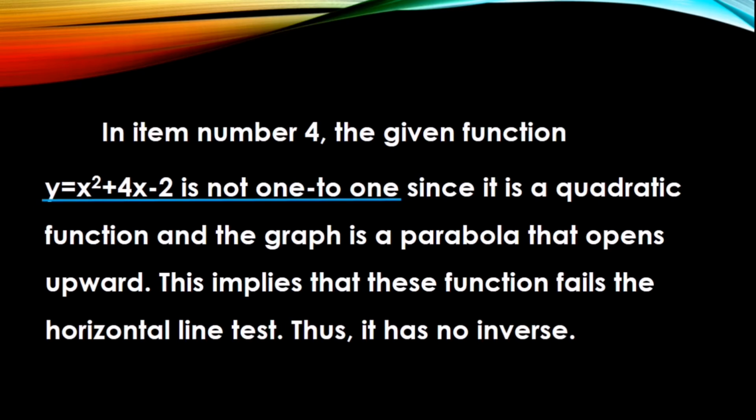Now this is the reason why item number 4 has no inverse function. Because in item number 4, the given function y is equal to x squared plus 4x minus 2 is not one-to-one since it is a quadratic function and the graph is a parabola that opens upward. It implies that this function fails the horizontal line test, thus it has no inverse because it will touch the horizontal line at 2 points.